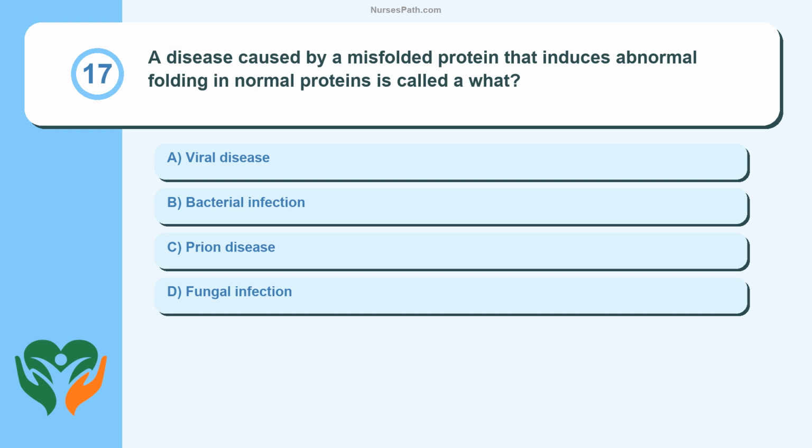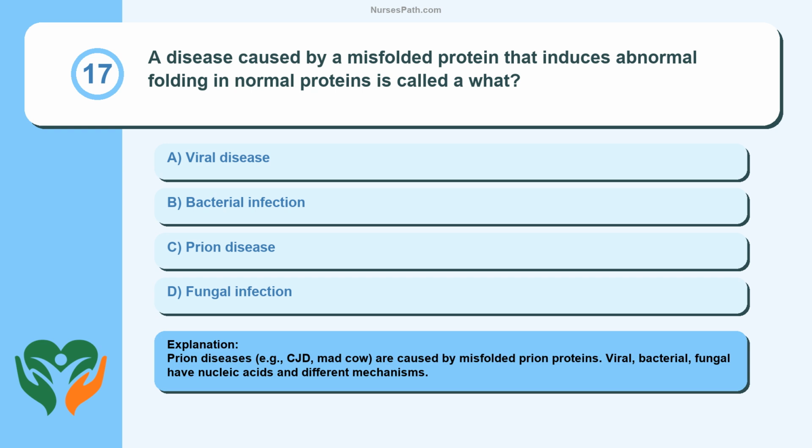Question 17. A disease caused by a misfolded protein that induces abnormal folding in normal proteins is called a what? Viral disease, bacterial infection, prion disease, fungal infection. Prion diseases, e.g., CJD and mad cow, are caused by misfolded prion proteins. Viral, bacterial, and fungal diseases involve nucleic acids and different mechanisms.